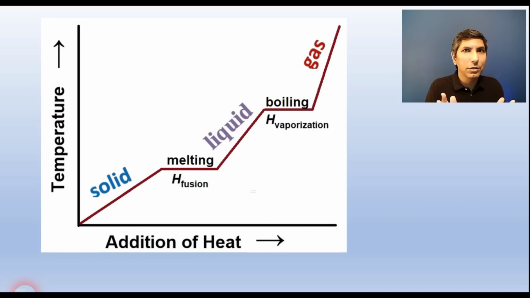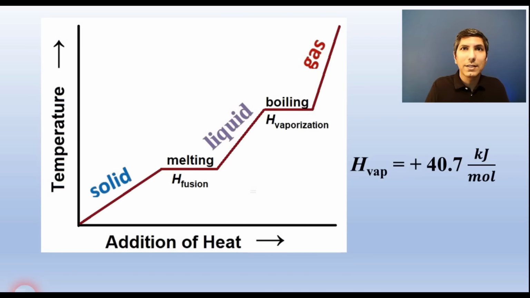Now the opposite is true too. During condensation and freezing, the molecules are shedding energy, so condensation and freezing are exothermic processes. Freezing and melting are two processes that undo each other, as are boiling and condensation. So if the heat of vaporization of water is 40.7 kilojoules per mole, that means that the heat of condensation of water would have to be negative 40.7 kilojoules per mole.